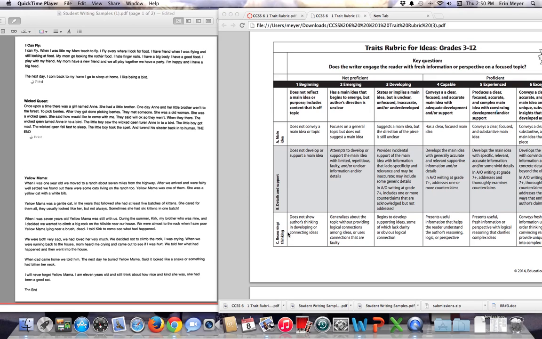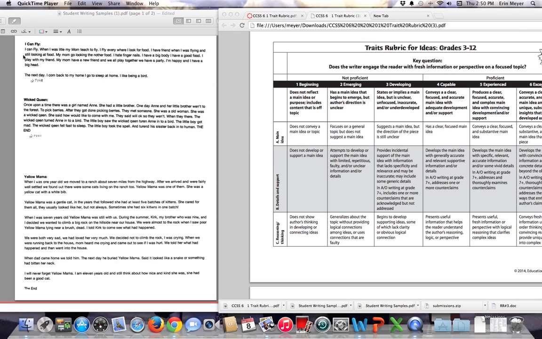So then with reasoning and thinking. Does not show author's thinking in developing or connecting ideas. Generalizes about the topic without providing logical connections among the ideas. Uses connections that are faulty. So I'm going to probably give this a 2 because we're giving random thoughts throughout, but we're really not bringing them together.